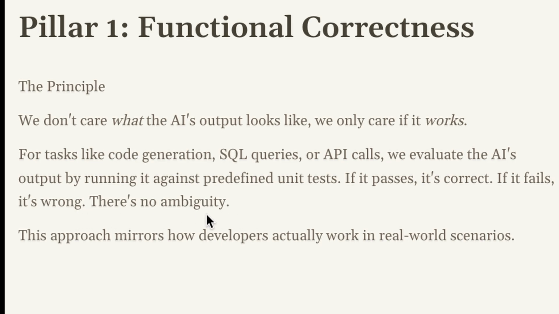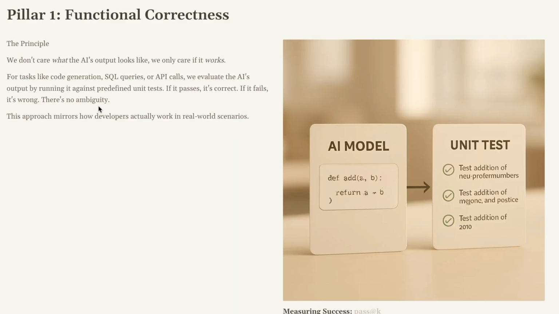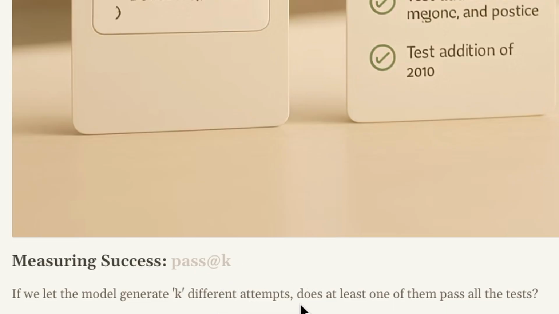There's no ambiguity. This is often measured with a metric called pass at K, which asks, if we let the model generate K different attempts, does at least one of them pass all the tests? It's a pragmatic approach that mirrors how developers actually work.